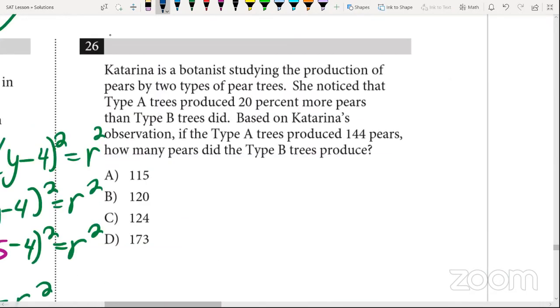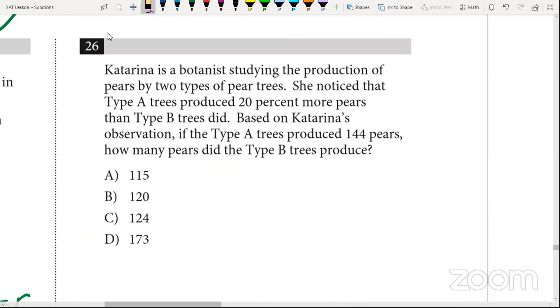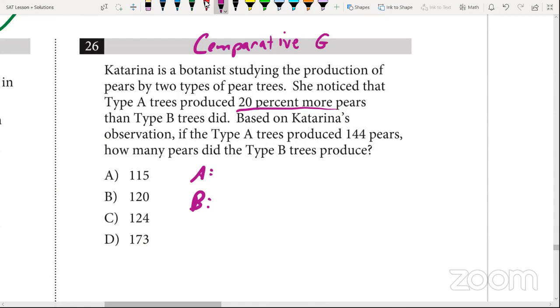26 is a surprisingly tricky question. So we want to proceed carefully whenever possible. So just go ahead and write out what you're talking about. So we have type A trees and type B trees, and A produced 20% more. So we refer to this as a comparative grouping when one variable is built off of the other. So A is built off of B. It's 20% more than B. So if B is X, A is 20% more than X.